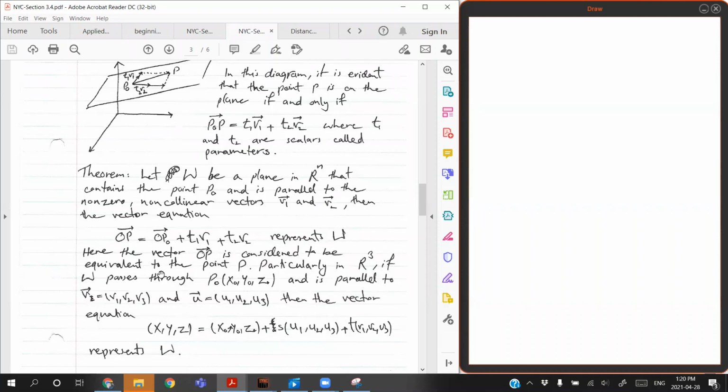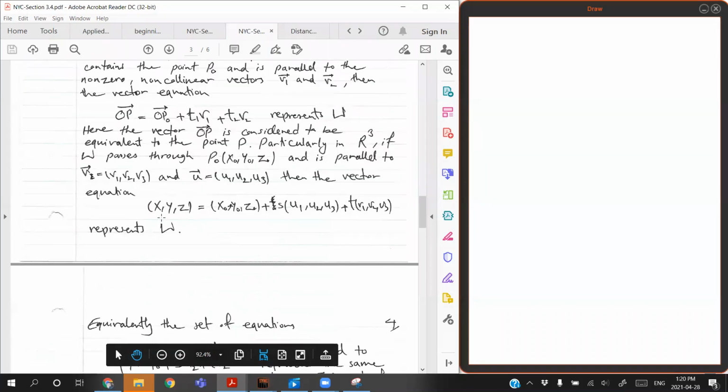So particularly in R3, if W passes through the point P0, which is (x0, y0, z0), and is parallel to the vectors U and V, then the vector equation is going to be (x, y, z), which is the arbitrary point, equal to P0, the given point, plus s U plus t V. I can use t1, t2, or I can use s and t, it doesn't matter. Usually we use s, r, t for parameters. Here, since there are only two of them, I can use s and t.